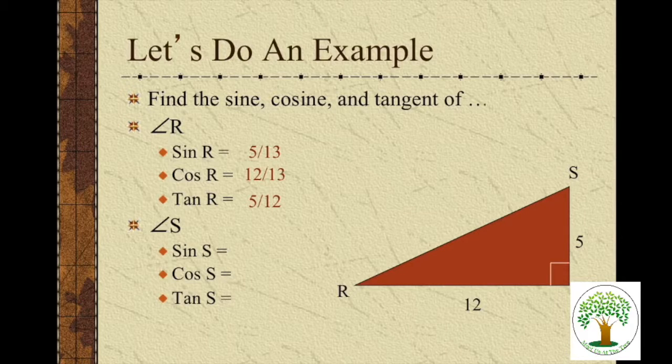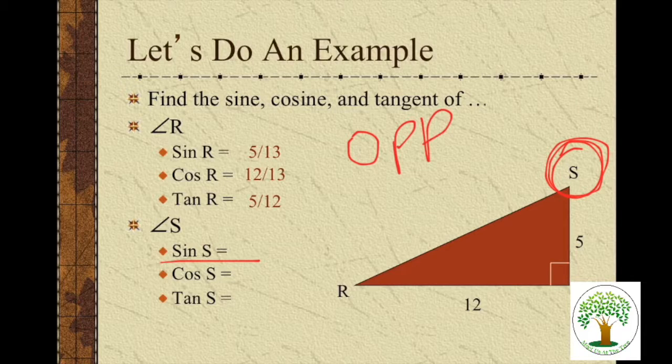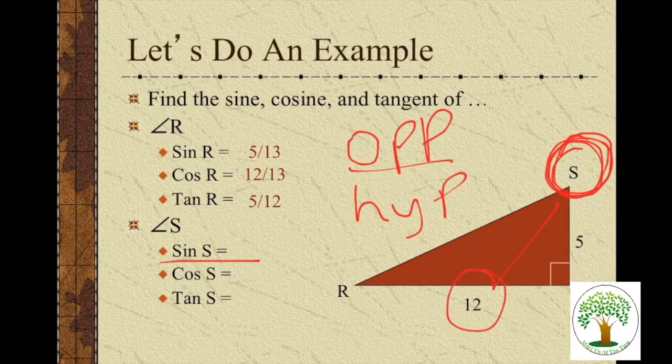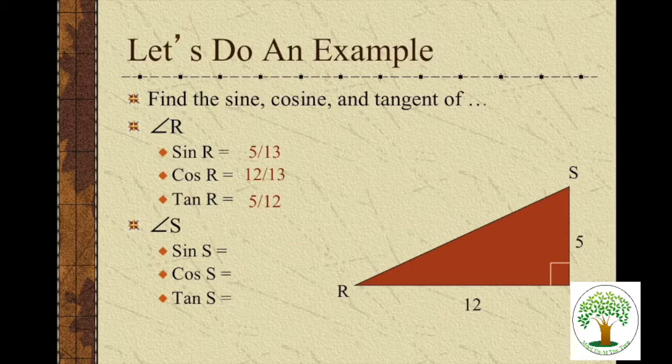We're going to now do it with angle S. We're going to have everything referring to this S. Sine is opposite over hypotenuse. Which one's the opposite of S? 12. Yes. And the hypotenuse is? 13. So it should be 12 over 13. I want you to notice that sine of S is the same as cosine of R.